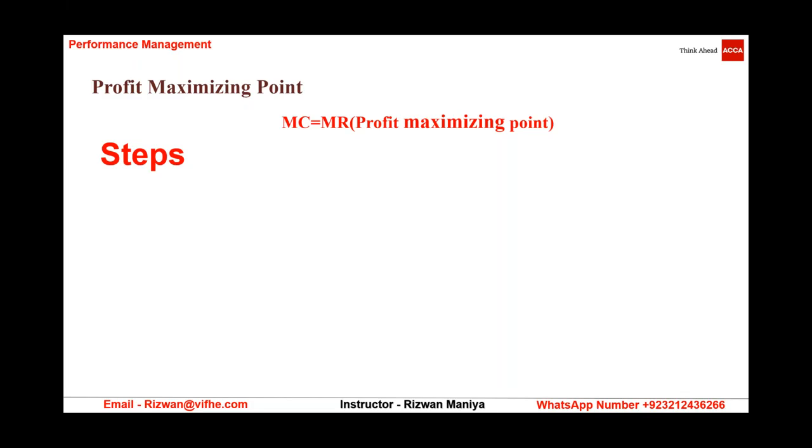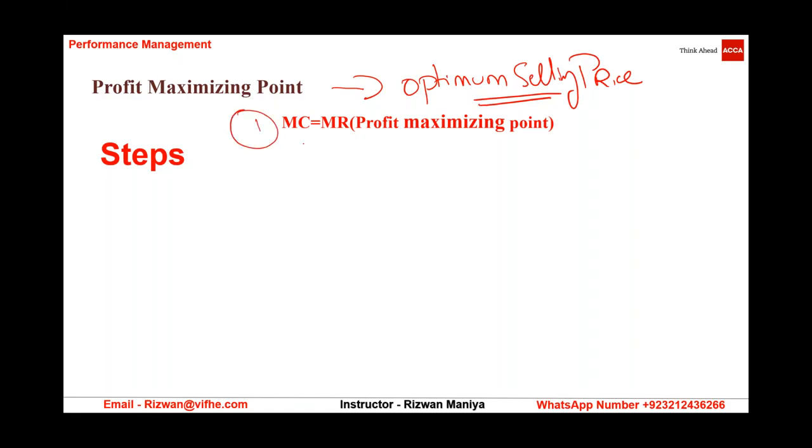Now, if you need to work out profit, if you need to work out an optimum selling price, a selling price that will ensure profit maximization, so you have one method known as MC is equal to MR. MC is what? MC is marginal cost. MR is marginal revenue.